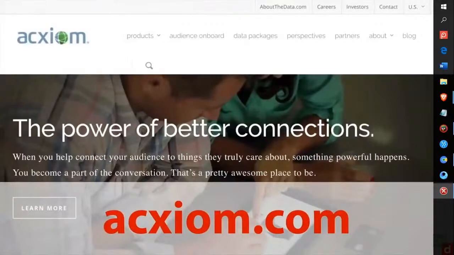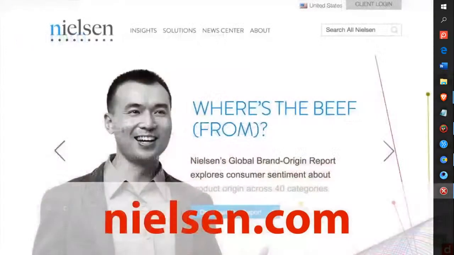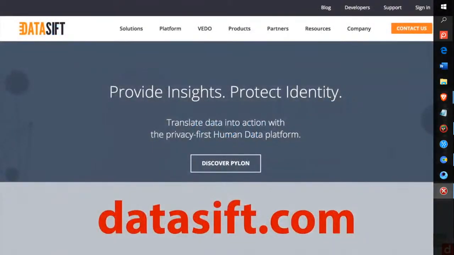Axiom is probably the biggest one in terms of marketing data. There's also Nielsen, which provides data primarily for media consumption. And there's another organization, DataSift. That's a smaller, newer one. And there's a pretty wide range of choices, but these are some of the big ones.